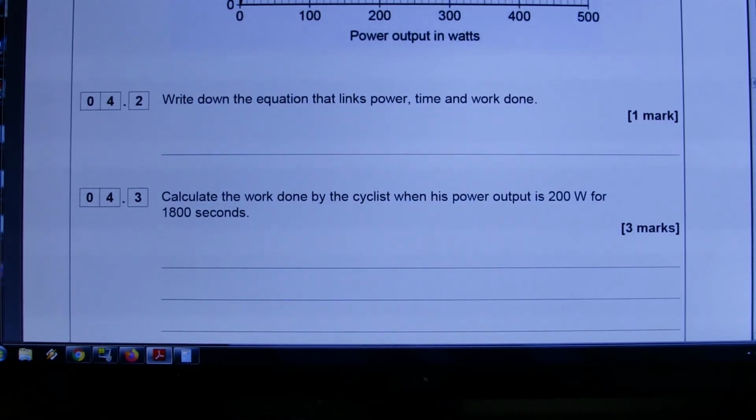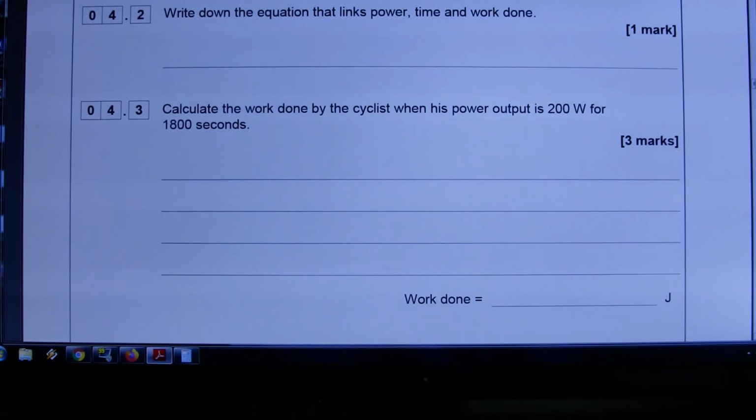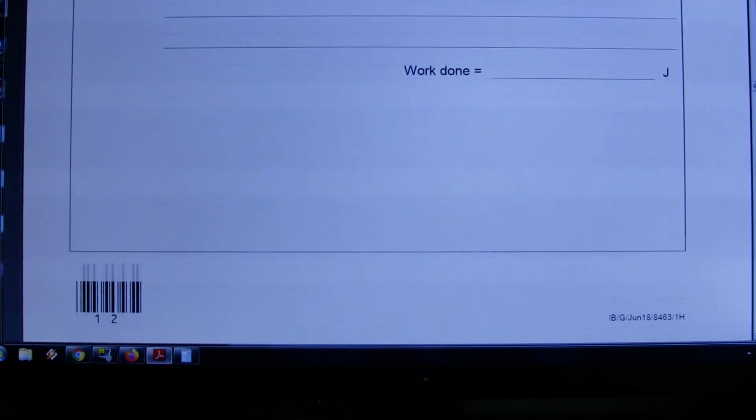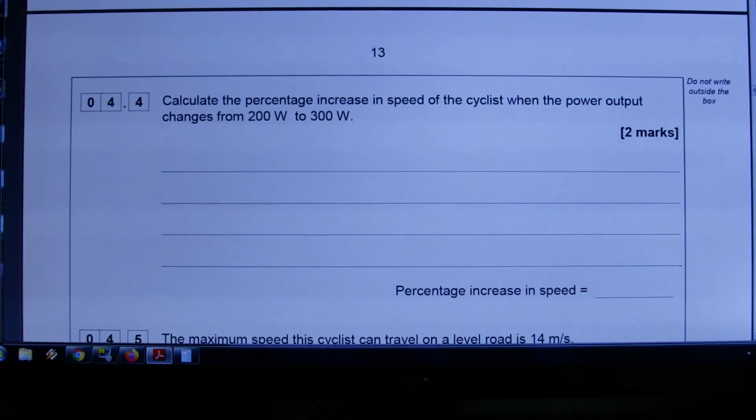3 marks. 3 marks? They even put the joules there. So it's not one for getting the units right. How is that worth 3 marks?